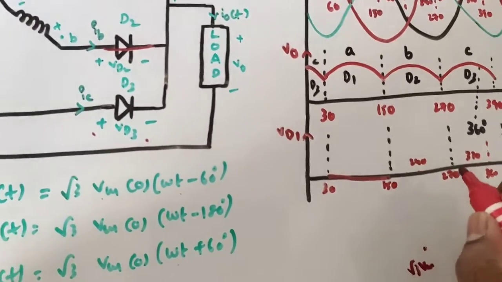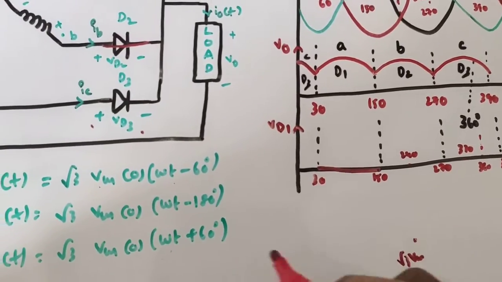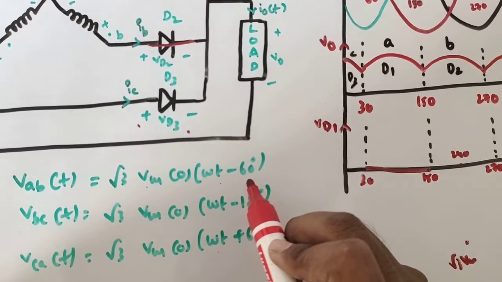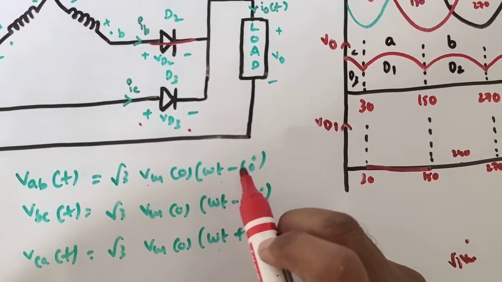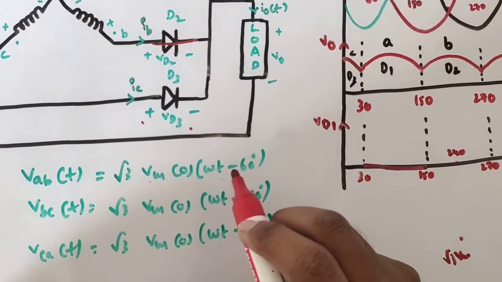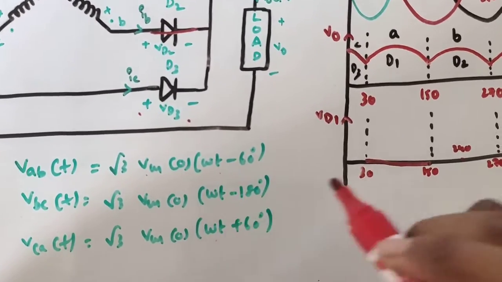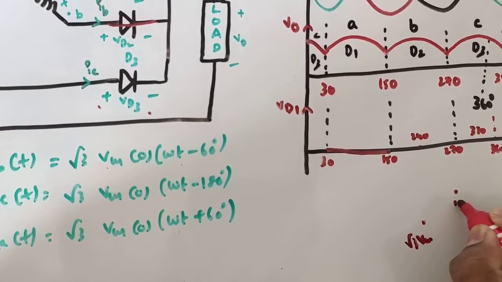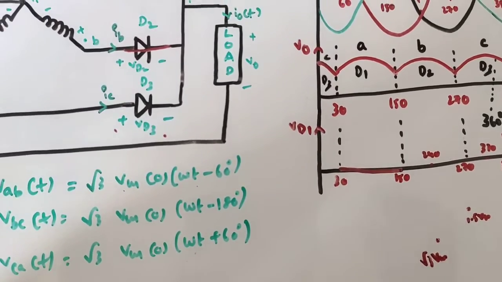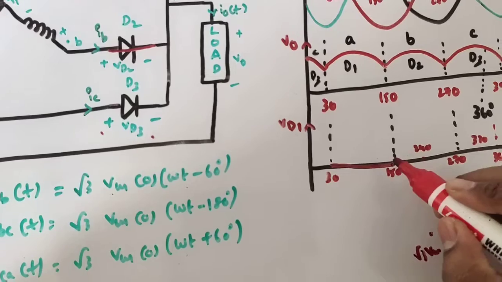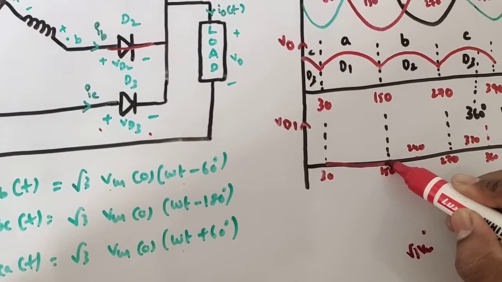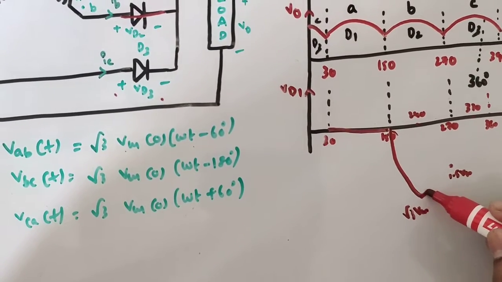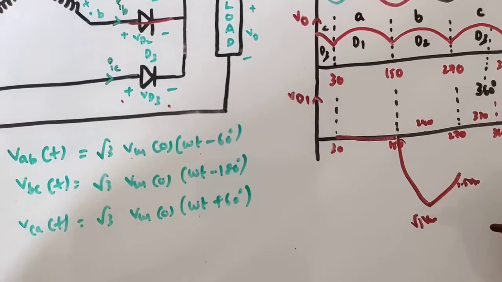And now at omega t equal to 270 degrees, 270 minus 60 is about 210 degrees. So cos 210 degrees gives 1.5, that is 3 by 2 Vm, but in negative fashion. So 1.5 Vm you are going to get, in case of VAB. So I would like to join here, joining this particular thing like this.